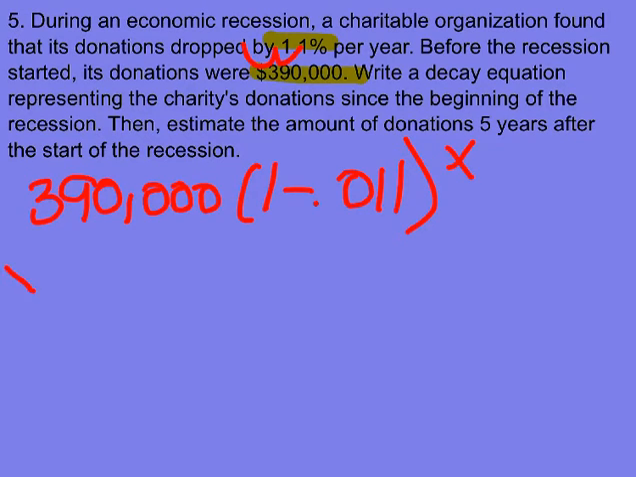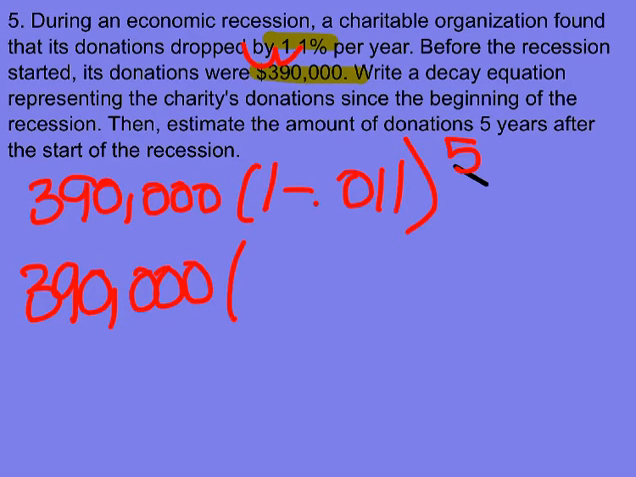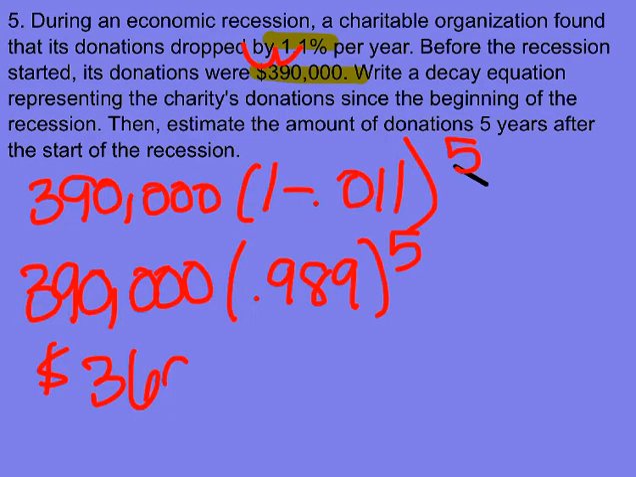So now we want to figure out what the charitable donations were after 5 years. So now I'm going to take this out and put 5 in instead. So I'm going to get 390,000 times 1 minus 0.011, and that's going to give me 0.989, and that's going to be to the 5th power. Now we're going to type that into your calculator. Remember, I always suggest you do that with me. So then we're going to get this answer right here: $369,016.74. So it's always good to be checking that answer with me to make sure you're doing it correctly.